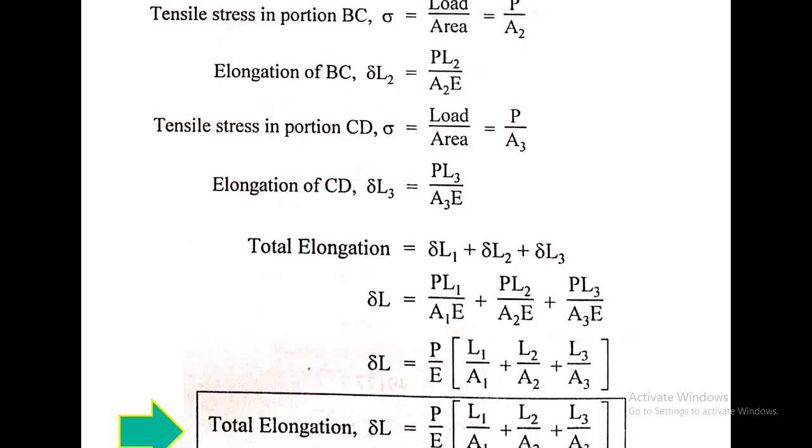So coming to the total elongation, add all the changes in length, that is delta L1 plus delta L2 plus delta L3. Load is the common thing and Young's modulus is the common thing, so keep them outside, and the formula becomes change in length equals P by E into L1 by A1 plus L2 by A2 plus L3 by A3.